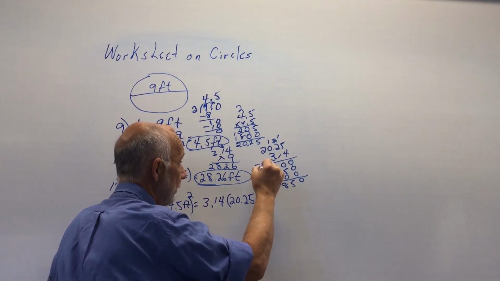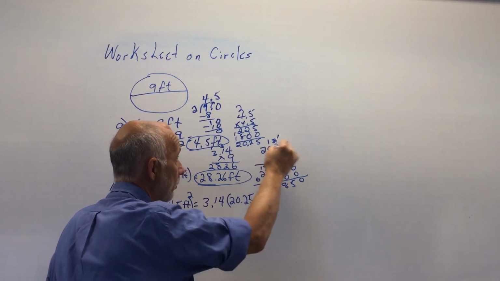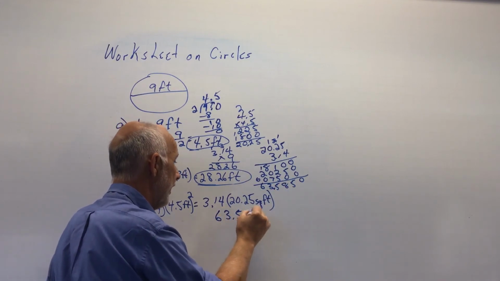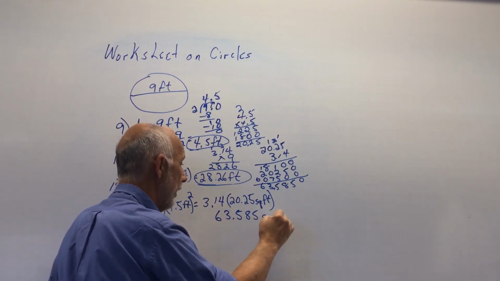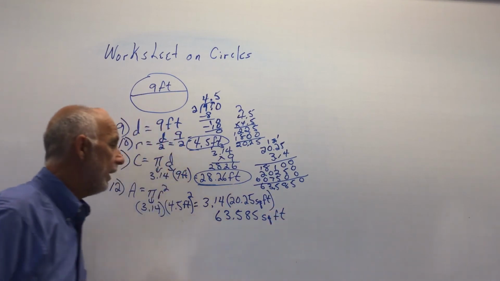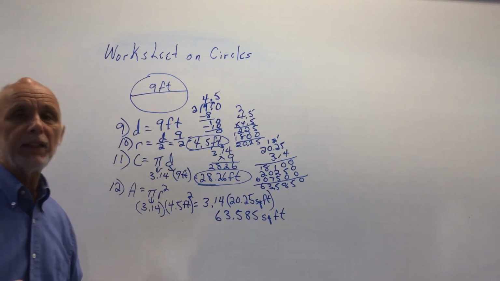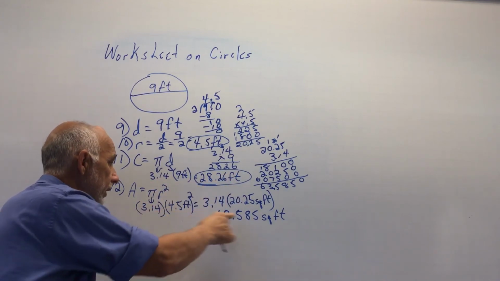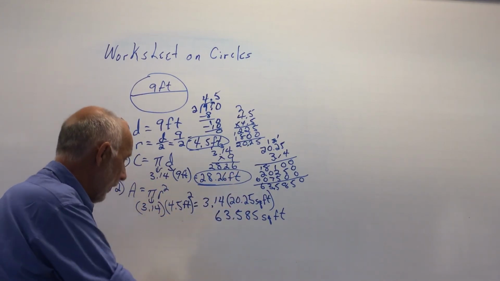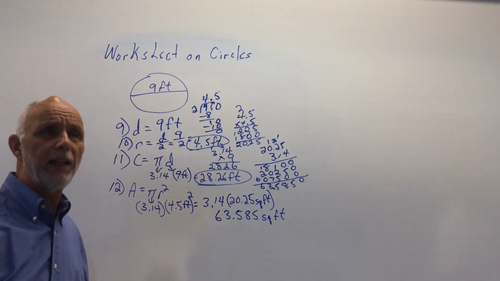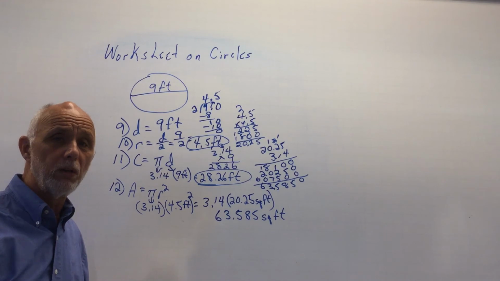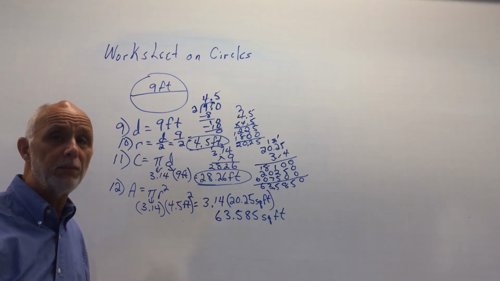So, count places. Your answer comes out to be 63.585 square feet. And again, the unit of measurement is very important. Circumference is just feet, area is square feet. By the way, I told you that when we were dealing with polygons, yet still a whole bunch of you are getting problems wrong because you don't have the right unit of measurement.